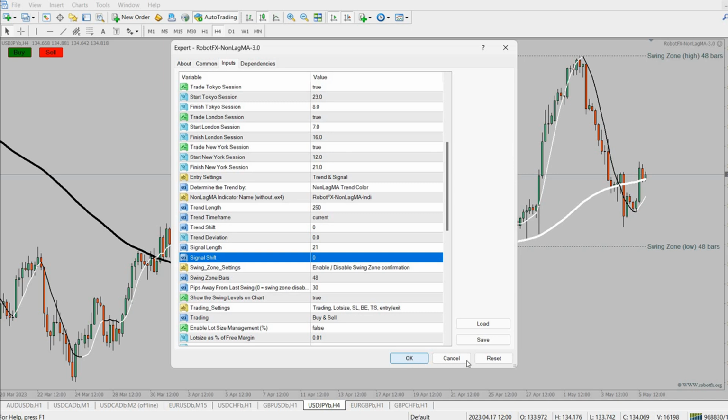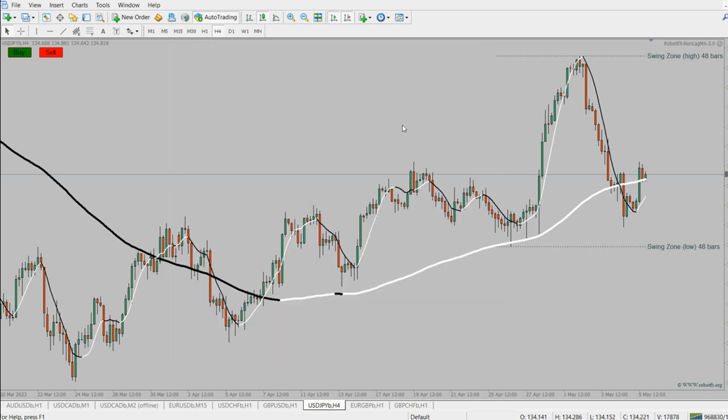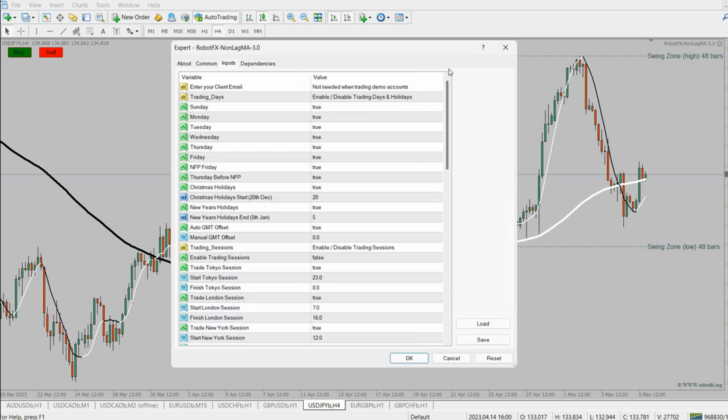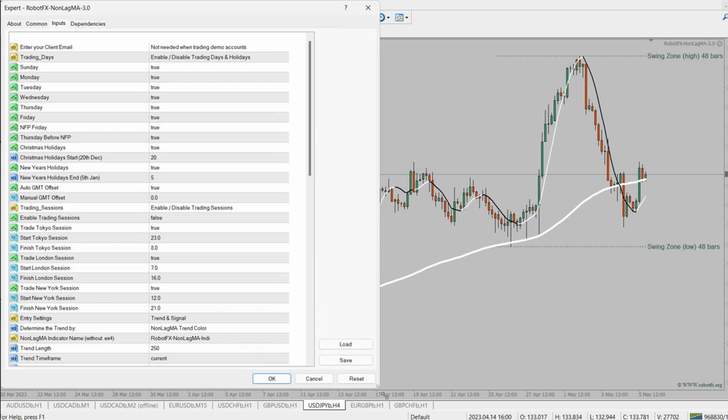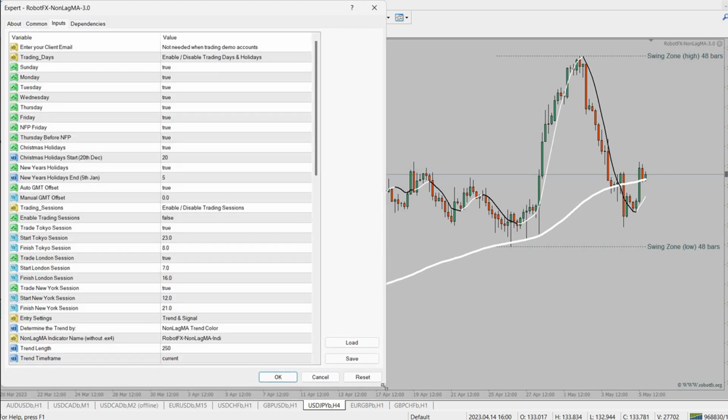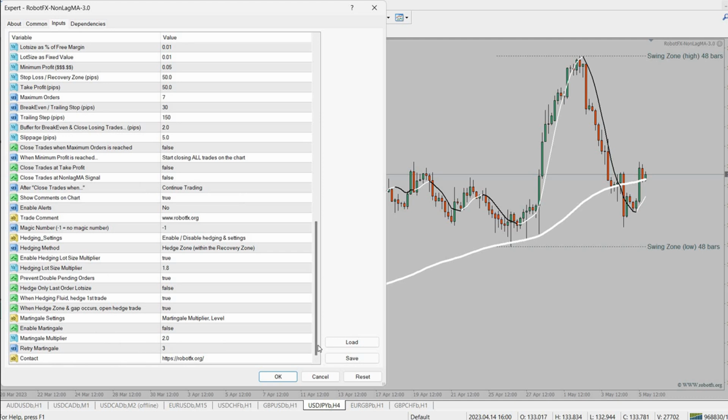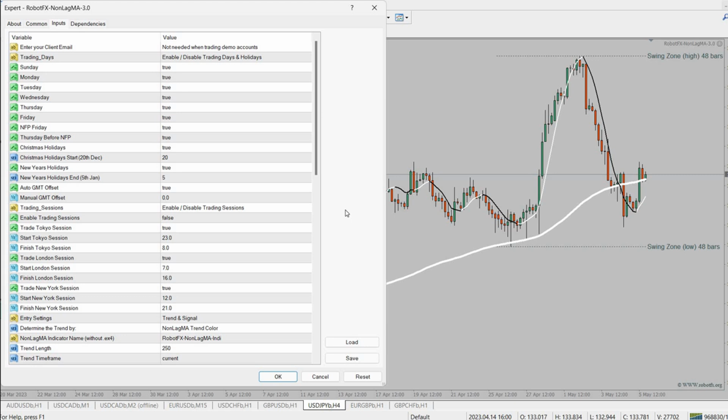And this concludes the first part of this video, how the NonLagMA Expert Advisor determines the trend and trades by using the NonLagMA indicator. Next, I'm going to explain the settings one by one, and by doing that, I hope you will reach the conclusion that this is everything you need to trade with the trend. Basically, the NonLagMA Expert Advisor is an all-in-one trend trading expert advisor. And if you are a trend trader, you will not need any other indicators or expert advisors. Now, let's see the settings.